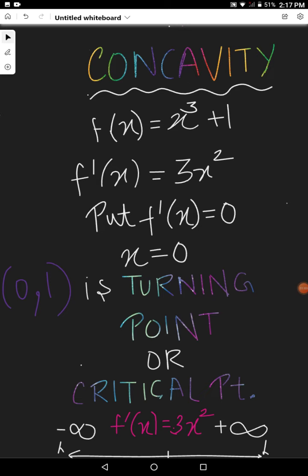Now, if you put the value of x equal to 0 in f of x, you will get f of x equals 1, and f of x is also your y coordinate. So the turning point, or the critical point, of the curve will be at 0 comma 1.